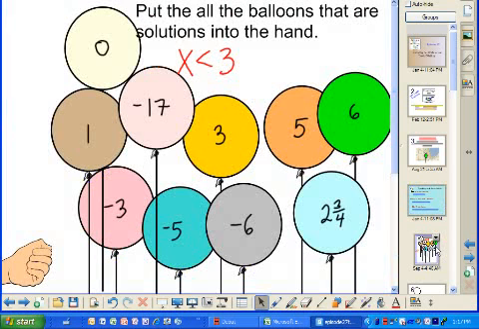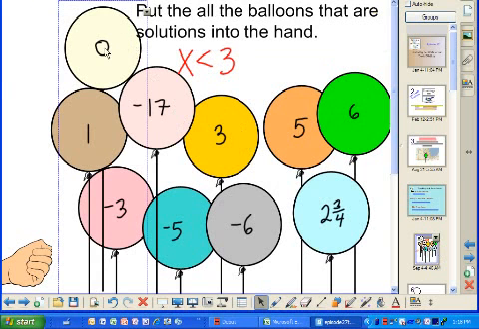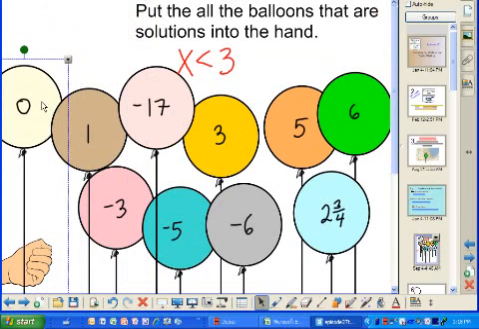Well, here's the balloon structure. This is just a question you'd pose to your students: put all the balloons that are solutions to x is less than 3 into the hand. How does this work, Dave? We'd have the students brainstorm in pairs at their desks. They'd talk about it with each other, then try to think about which ones would be the right answers. Then they go up and see if they get the right answer. Let's say 0. We touch 0, highlight that, and then move it over to the hand. So that one's a solution.